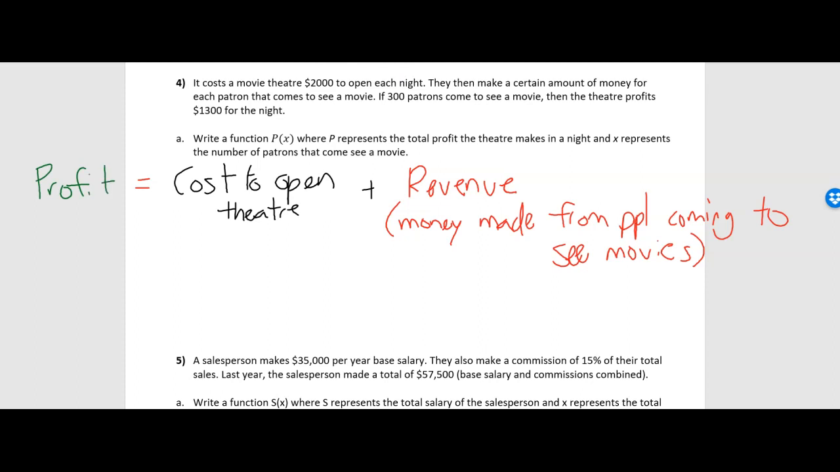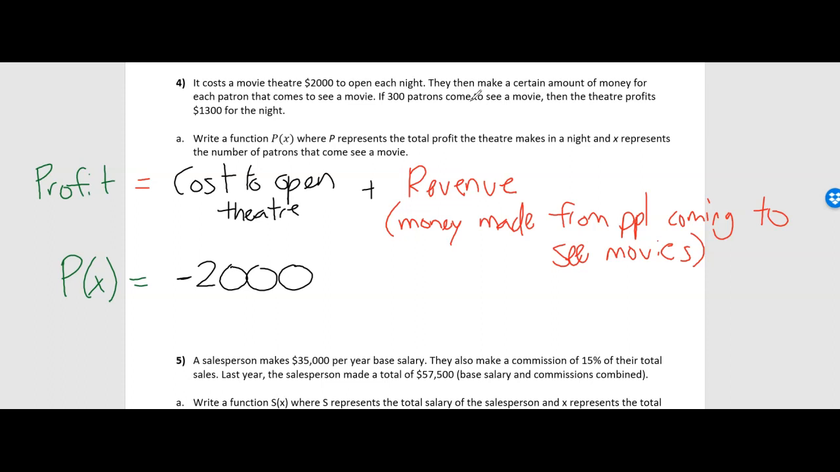So we know what profit is, right? That tells us that's our P, that's our P of X. We also know what the cost to open the theater is, right? We know that's $2,000. And in this case, it's going to be a negative 2,000 because it's costing the theater $2,000 to open, which means they're having to pay $2,000 out of their own pocket. That's not money that they're getting, it's money that they're having to dish out.